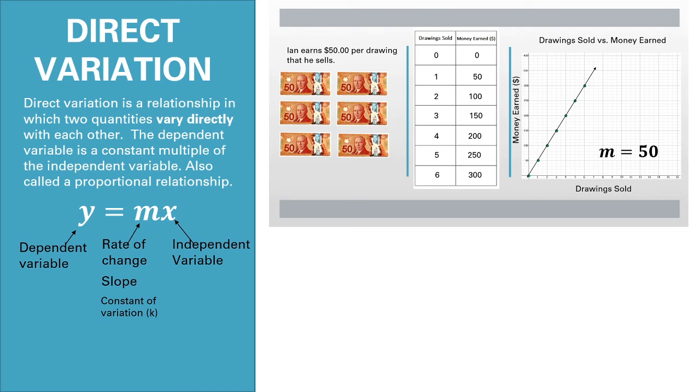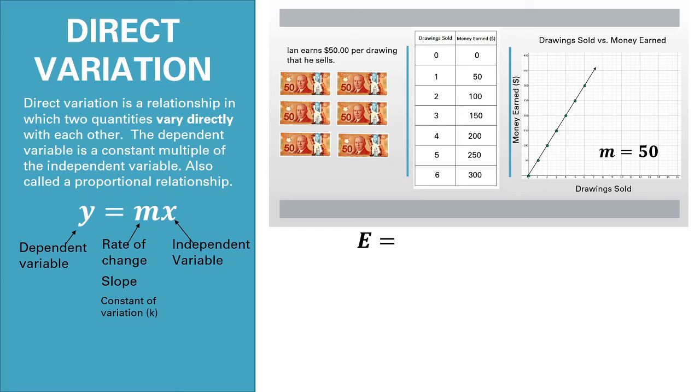So, looking at the definition again, where it says a relationship in which 2 quantities vary directly with each other, let's first identify the quantities that we're working with from this scenario. Here we have drawings sold and money earned. If we want to write an equation for the situation, which of these 2 quantities is the dependent variable? It is money earned. Money earned is the dependent variable because it depends on how many drawings are sold. What letter could I use for money earned? I could use M, I could use E, either will do. For now I'll use E.